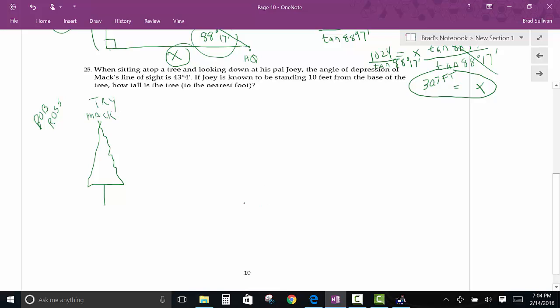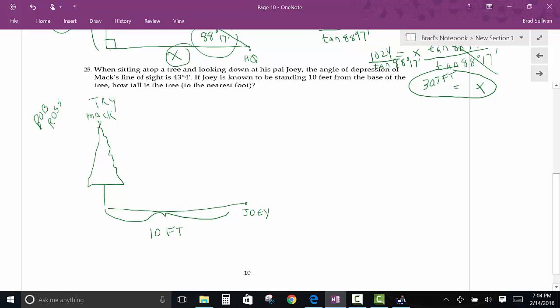But anyway, he's looking down at his buddy Joey, who's on the ground, and let's see, it says Joey is 10 feet from the base of the tree. Okay, so we know this part right here is going to be 10 feet, and that'll represent the base of the triangle like that.